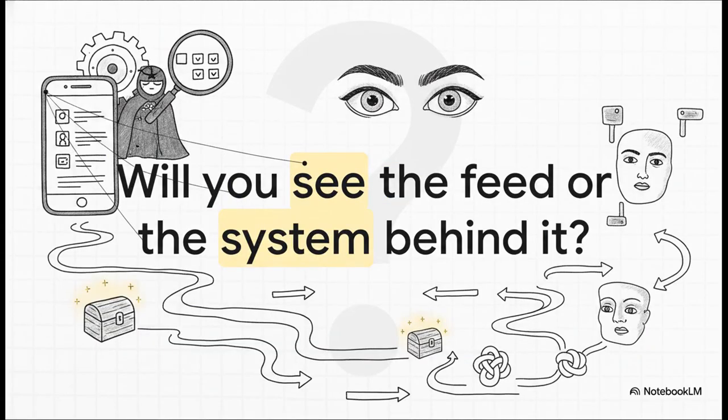I want to leave you with this thought. The next time you open an app, are you just passively consuming the feed, or will you spot the invisible system? The deceptive designs, the AI filters, and the hidden ads trying to hijack your next click. You know, you can't always control the algorithm, but you can absolutely control your attention.